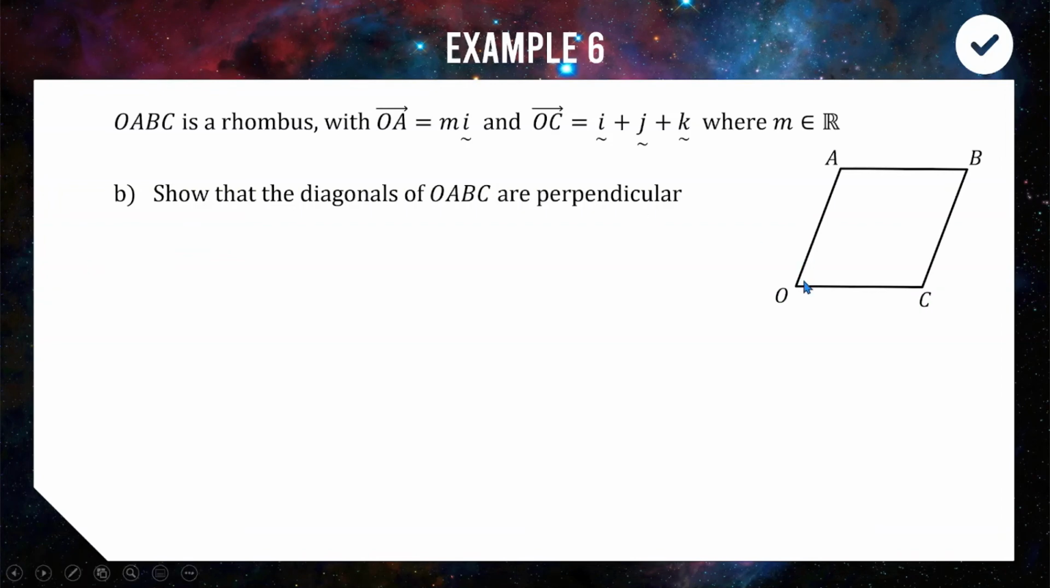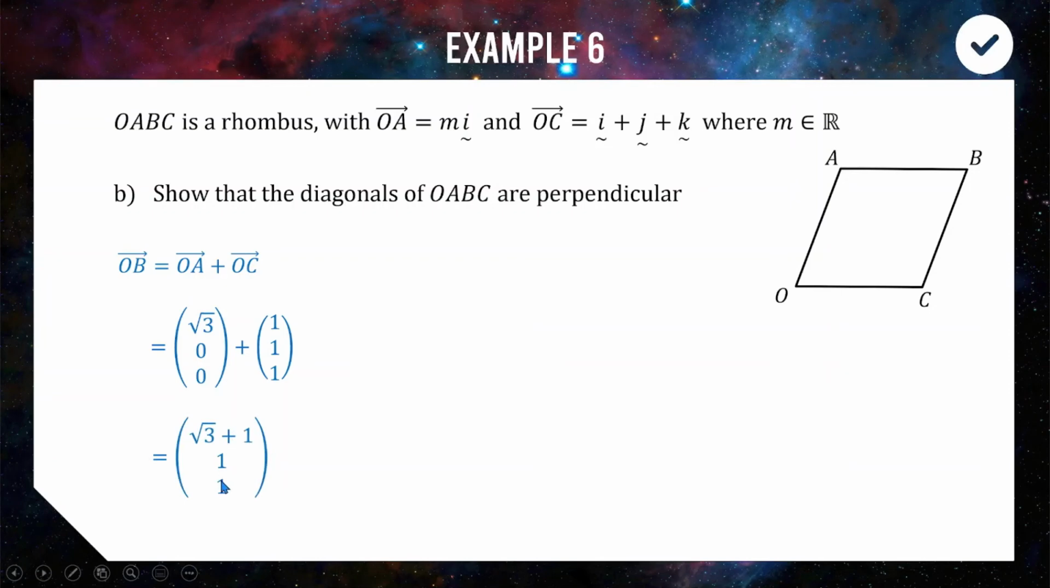So first thing we need is our two diagonals. We need to find the vector from O to B, and we need to find the vector from A to C. All right, so to find OB, we can do that pretty easily by doing vector OA plus vector OC. So just adding the two sides of the rhombus will get us the diagonal. Now we know that the value of m is root 3. Here is vector OA, and here is vector OC. This gives us OB, the first diagonal, being root 3 plus 1 on the x, 1 on the y, 1 on the z.